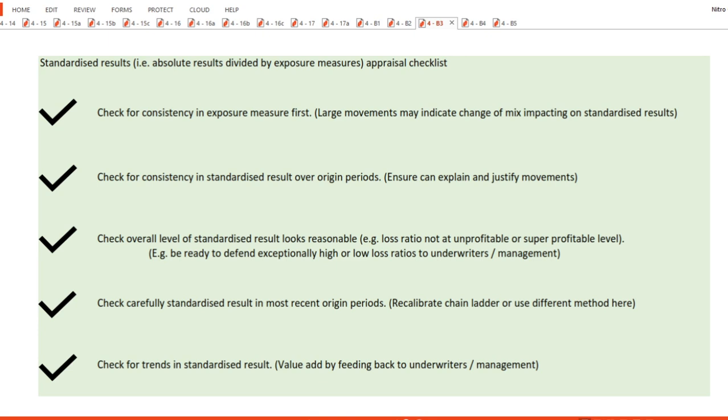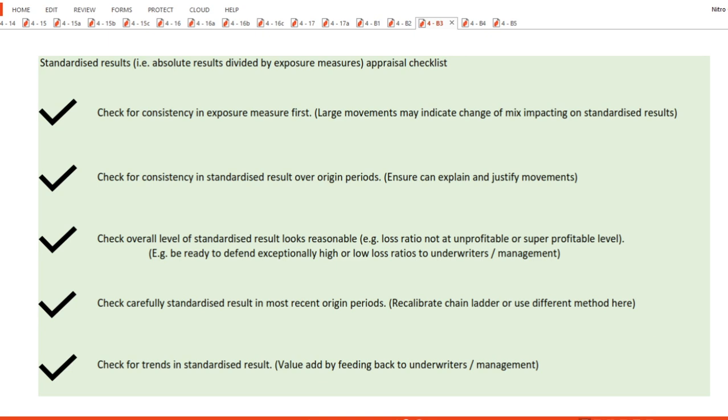We should focus in on the standardised result for the more recent origin periods, particularly those which we've noted have a high M value, i.e. are not very well developed. We may need to reassess our calibration to get a more reasonable result, or we may decide that the chain ladder method is not appropriate to use for those immature years.